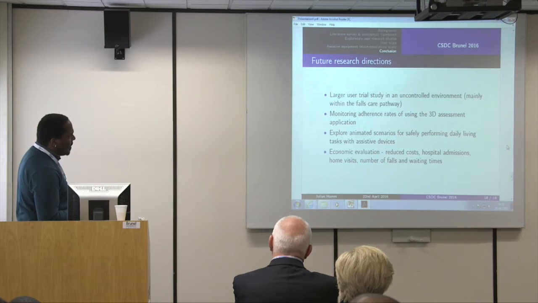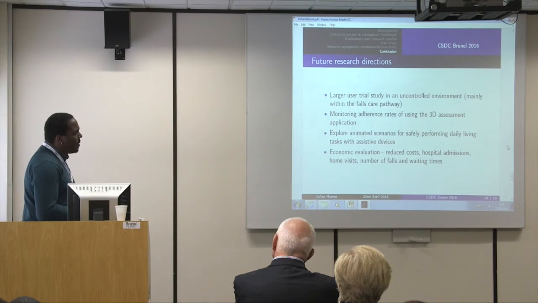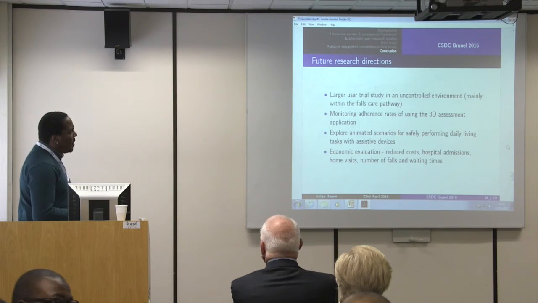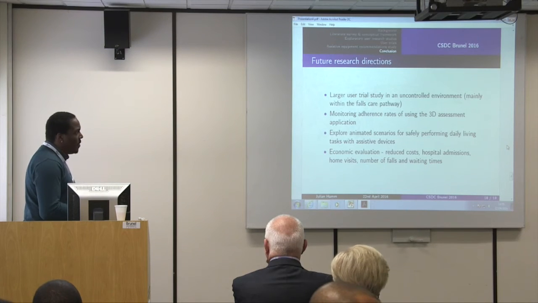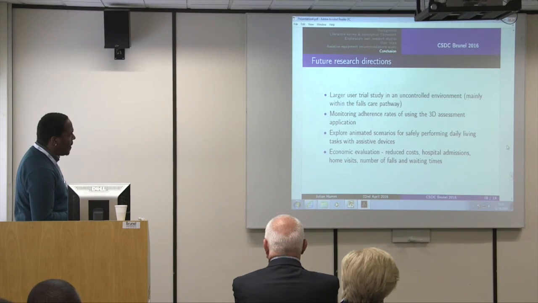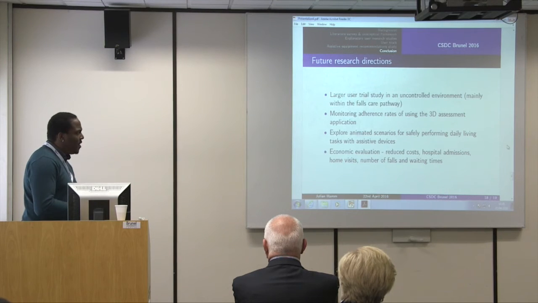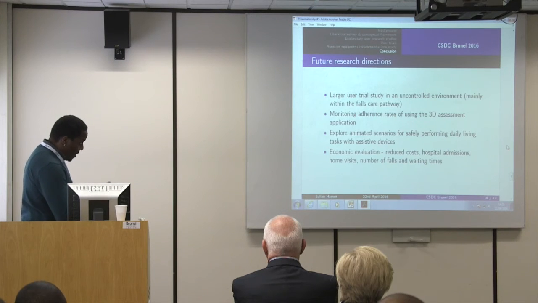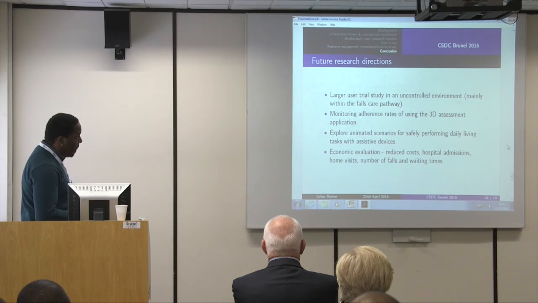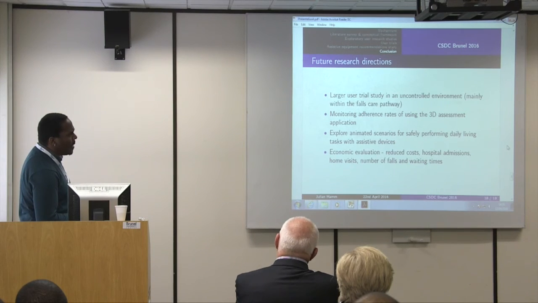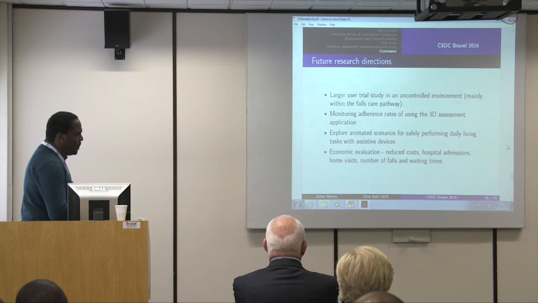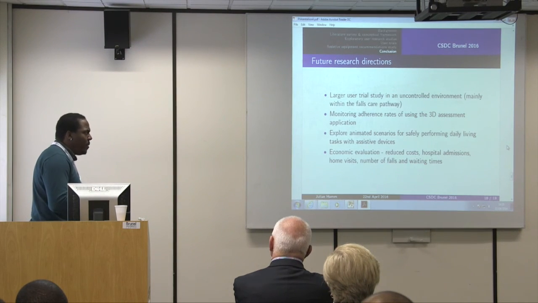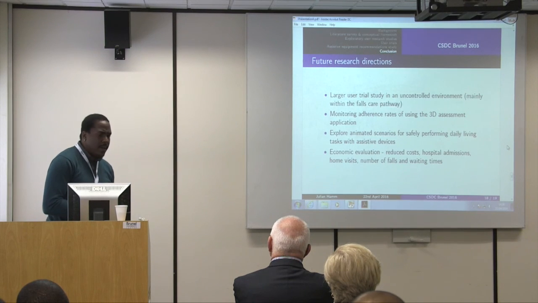I feel that the app needs to be tested in an uncontrolled environment, particularly with the falls care pathway, and monitoring adherence rates for the use of the app, and maybe exploring some specific scenarios of how the daily living tasks could be performed using assistive devices. And some economic evaluations I feel could be used, particularly whether the app helps to reduce costs, hospital admissions, visits to homes, number of falls and waiting times.